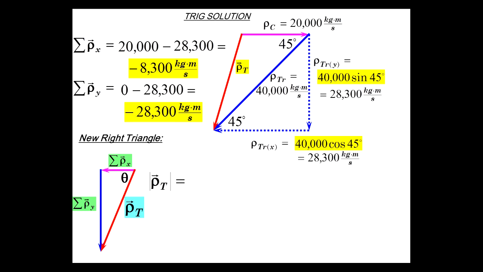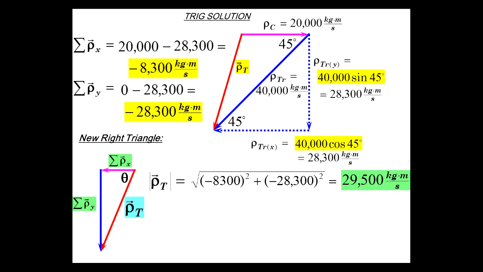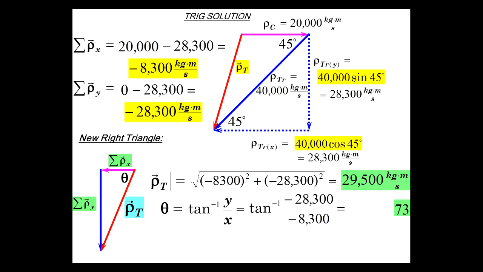Since it's a right triangle, we can just use Pythagoras to help us. So the square root of the sum of the squares of the two parts gives us 29,500 kilogram meters per second. And the angle will just be inverse tangent of y over x. They're both negative, so negative 28,300 over negative 8,300, and we get 73.7 degrees south of west.